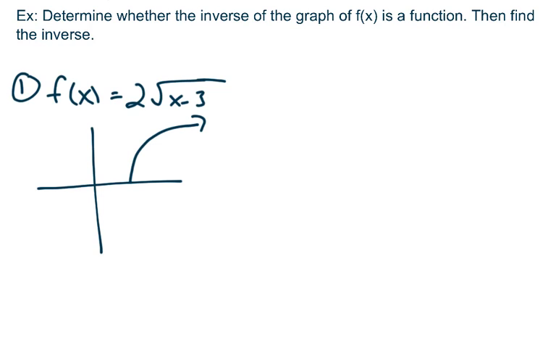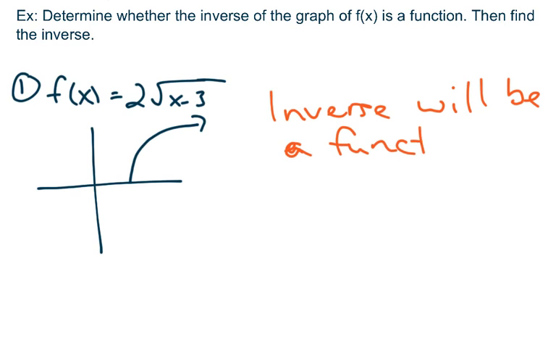If I look at this picture, what I see is that there's no way I could run a horizontal line across this and ever cross this more than once. So what I know now is that the inverse will be a function. So let's actually go ahead and find that inverse. I'm going to skip that line where I rewrite f of x with y. I'm going to go straight to bringing it in and switching x and y all at once. So it's going to be x equals 2 square root of y minus 3.